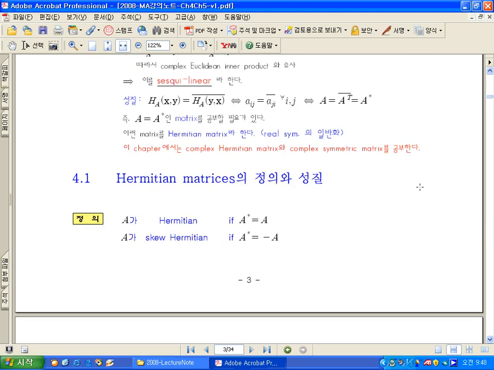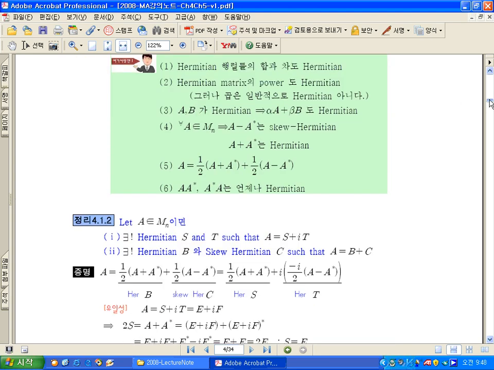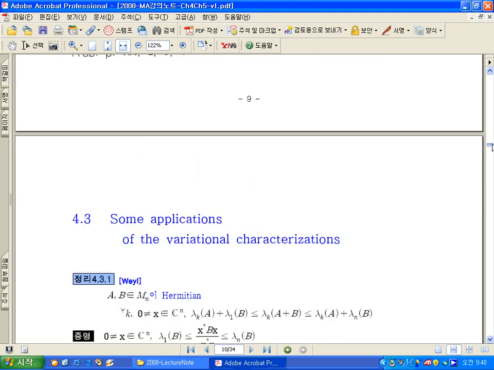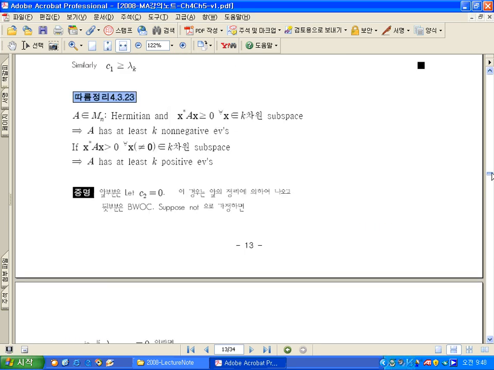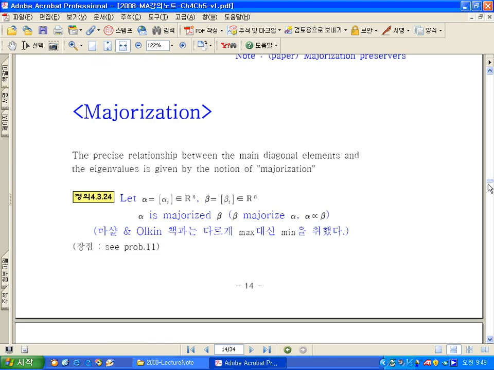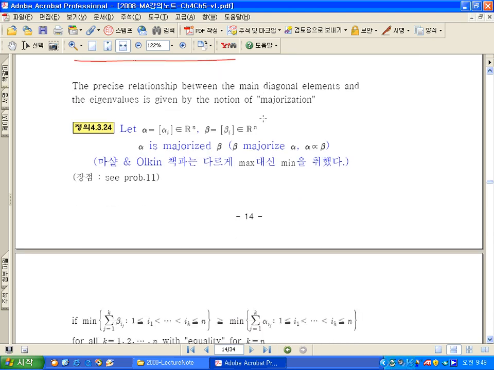Today we will start from majorization. Okay, majorization. Definition.